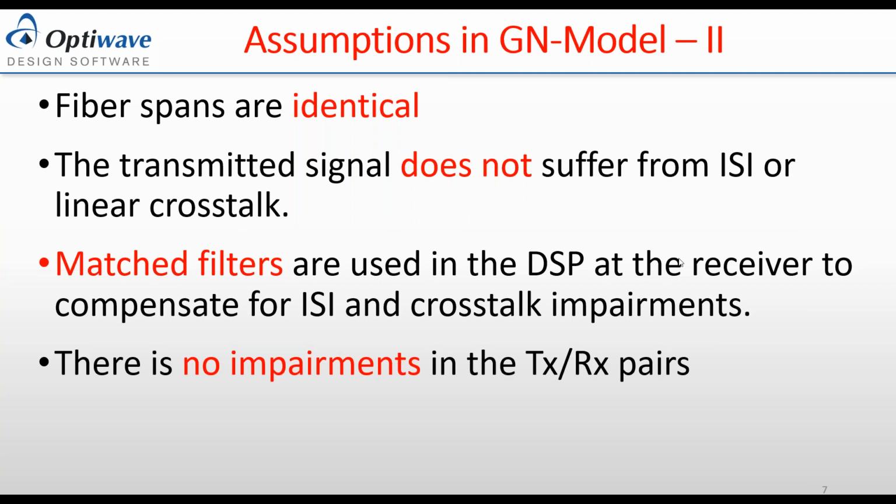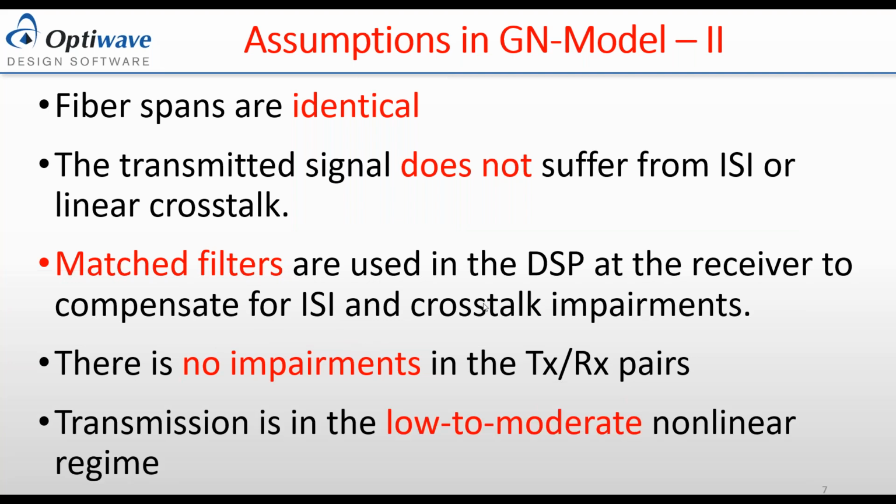The other assumption here is that the TX and RX pairs have no impairments, which relates to the data acquisition or digital-to-analog converters, amplifiers, op-amps, and all these things, which are typically very difficult to predict in the systems. And the last assumption is that the nonlinearity in the link is in a relatively low to moderate nonlinear regime, which is usually the regime used in optical transmission in actual systems.